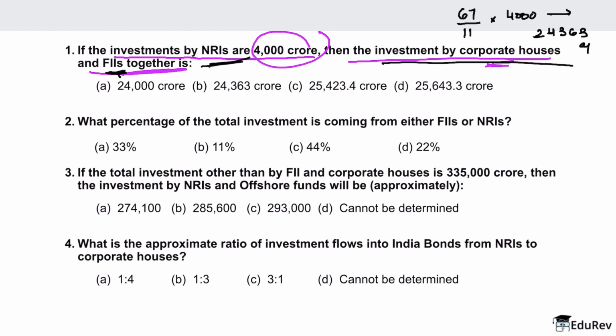24363 approximately, if I say. Okay, so this is what my approximate figure is going to come to. So this should be the answer. So where is it? 24,000. This is 24,363. Yes. This approximately is going to be my answer.